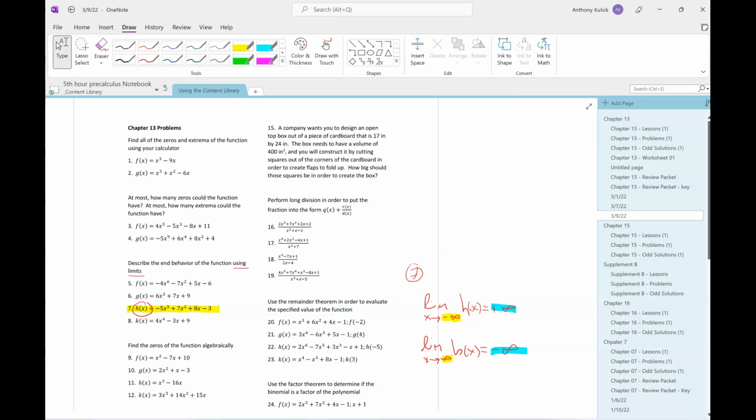Wait, real quick. Which one goes with the zeros and which one goes with the extrema? I forgot. They both have to do with the degree. I got it. I know how to find it. I was just making sure I did it right. Zeros are the same as the degree. Extrema is 1 minus the degree.